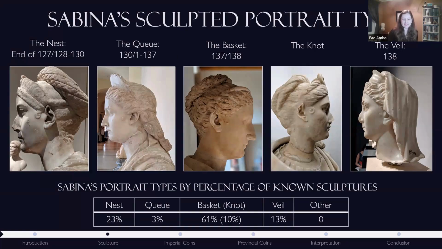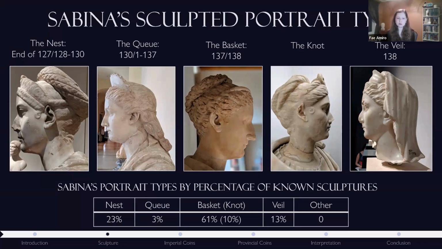So when we look at the distribution of the types, the main thing to note, as we move on to look at the coins, is the prominence of the basket. This is the Salé de Busti type, the main type that was referred to in the previous slide, which I call the basket, just based on the visual appearance of the hairstyle. This represents 61% of her portraits in sculpture. 10% of those are actually the knot, which is the only type that I have included in the sculpture that does not appear on the coinage.